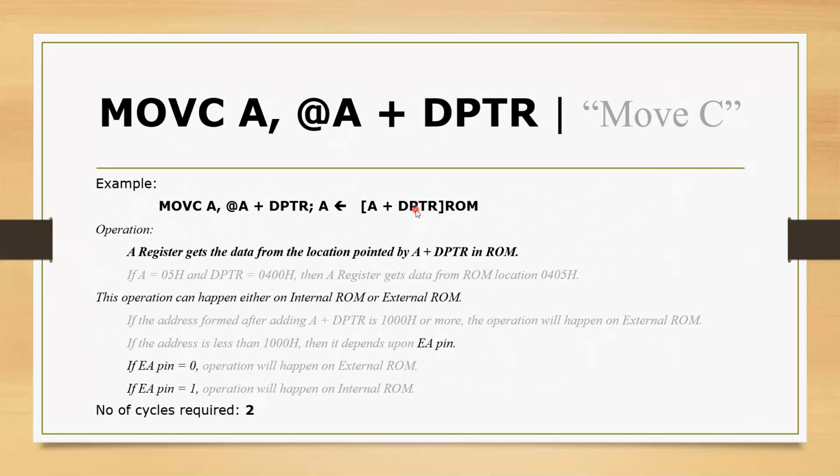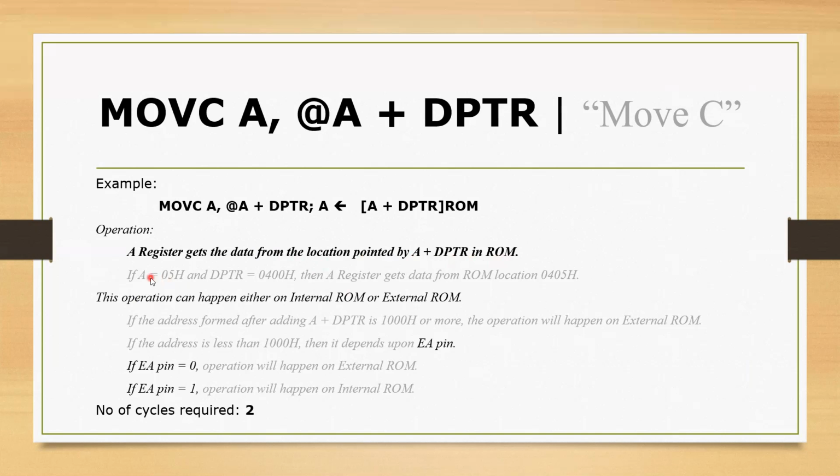The address is taken from summing two registers, that is DPTR and A. That gives us the address in ROM. From that location, we are copying data to the A register. So the A register gets the data from the location pointed to by A plus DPTR in ROM.